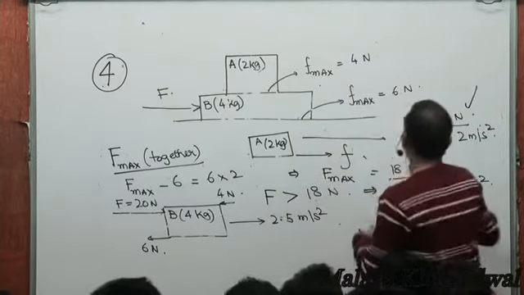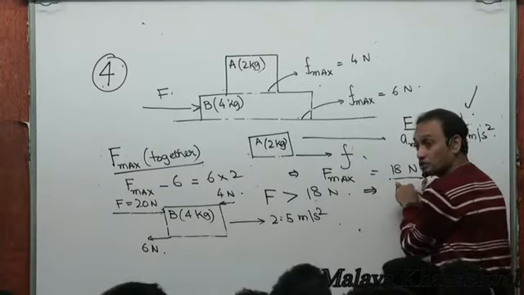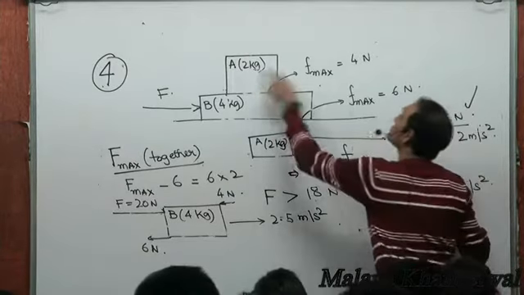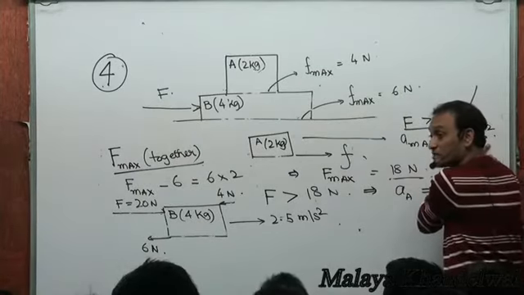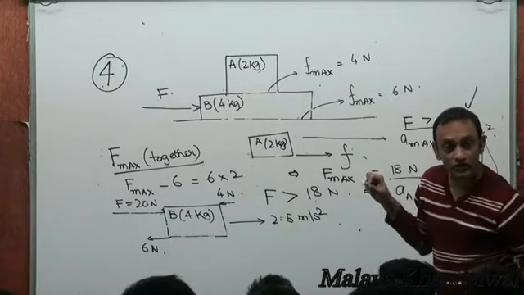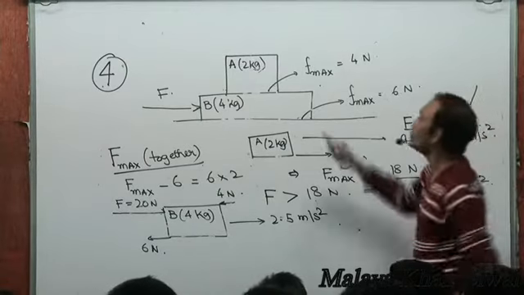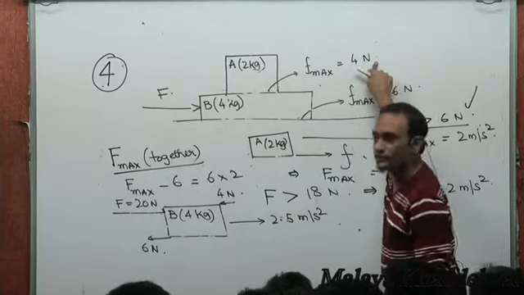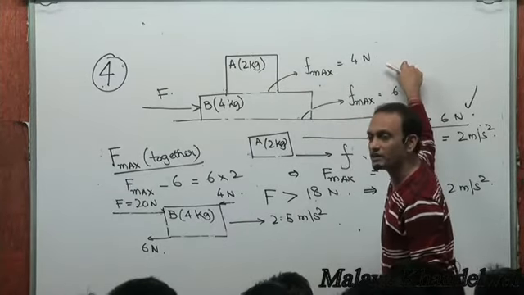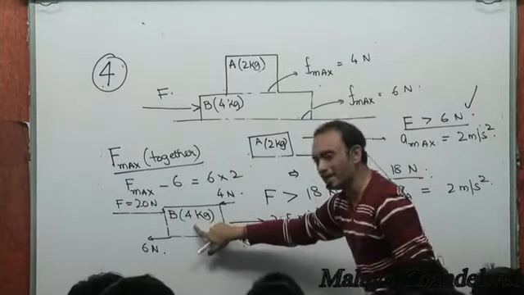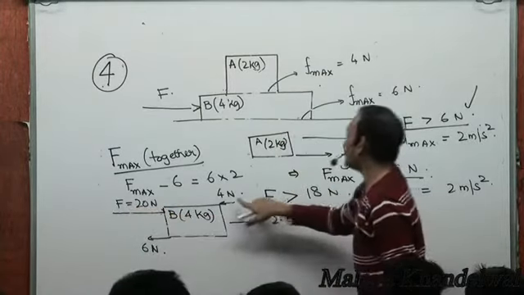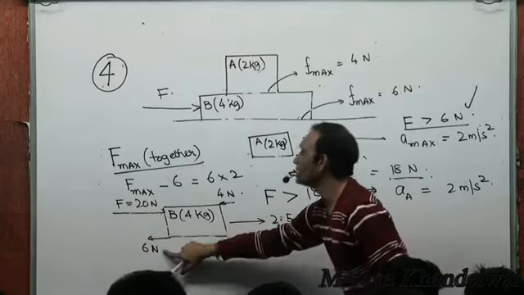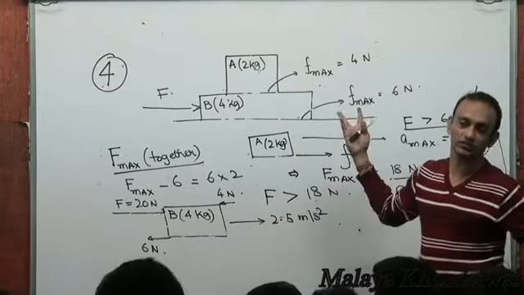Frictional force between A and B remains static for F less than 18 newtons. For F equal to 18 newtons, it becomes maximum static. A attains its maximum acceleration 2 meters per second squared, which is also the maximum common acceleration. For F greater than 18 newtons, frictional force acting on A remains 4 newtons. It will move with an acceleration of 2 meters per second squared, whereas the acceleration of B, for F greater than 18 newtons, will be (F minus 4 minus 6) divided by 4. Clear?